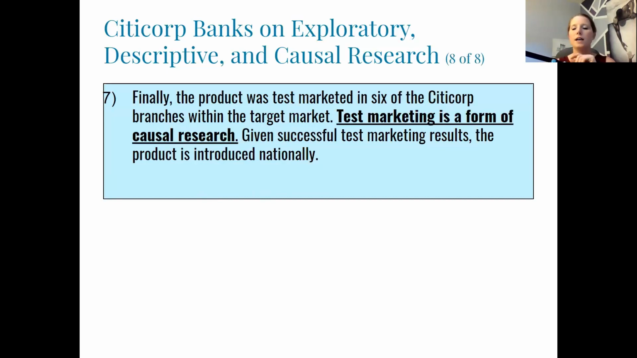So then they test marketed it. They even did further research in 6 of the Citicorp branches within the target market. This is causal research. We also see this with fast food restaurants. They actually bring the product, or in this case, the service, to those branches, and they see for 3 to 6 months to a year how they actually perform. If it's successful, then they often roll it out on a nationwide basis.